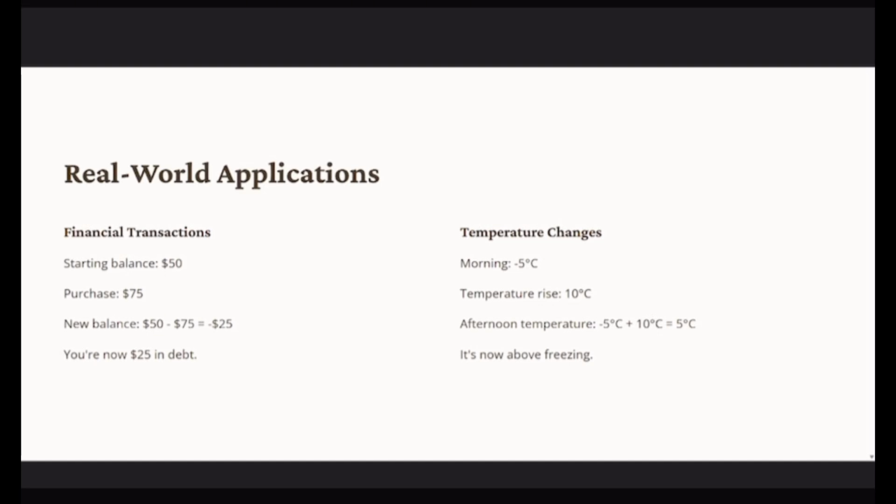These are just a couple of examples showing how negative numbers play a role in real-life situations, helping us track finances and changes in temperature.